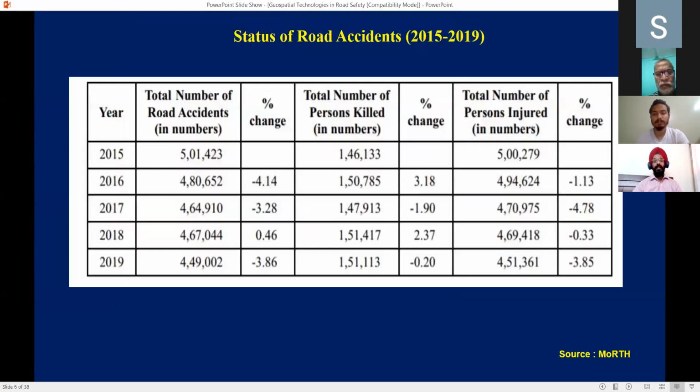So this is the status of road accidents for 2015 to 2019. You can see that in 2015 the total number of road accidents was 5 lakh, and in 2019 this reduced to 4,49,000. Total number of persons killed is again 1,51,000. Although the percentage change is reducing, still, as I have discussed, every life counts. It may be the sole bread earner of that particular family. So it's very important.